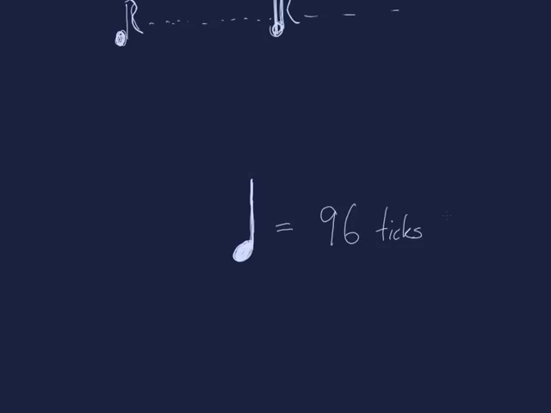Now, why do we pick 96? It's not really a magic number. It's 2 primary reasons. One is it's divisible by 2 and it's divisible by 3. The importance of 3 is so that if we wanted to, you could play a triplet.